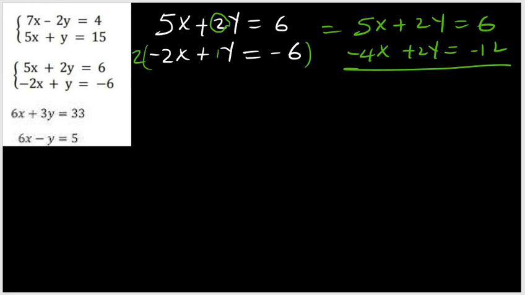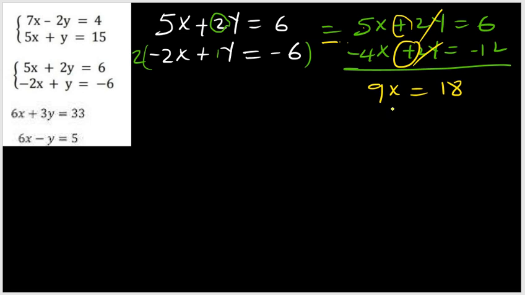This time we are not going to add, because the signs are the same, plus plus, so I have to subtract. By subtraction the y will be eliminated, and 5x minus negative 4x, there are two negatives here. When you minus, minus becomes plus, so 9x remains. The same thing here, 6 minus negative 12 will be plus 12, which is 18.